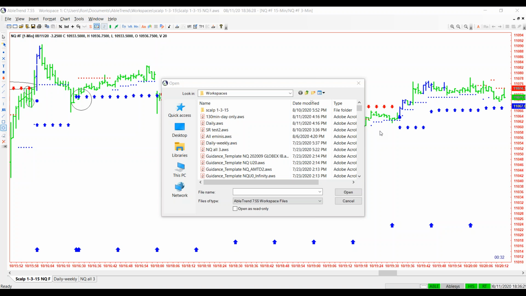Vin, can you set up candles? You can. I don't suggest it, but yes, you can. You just click on the candle on the top.